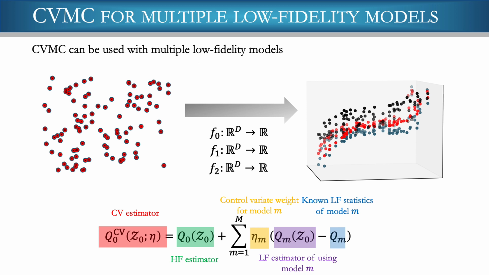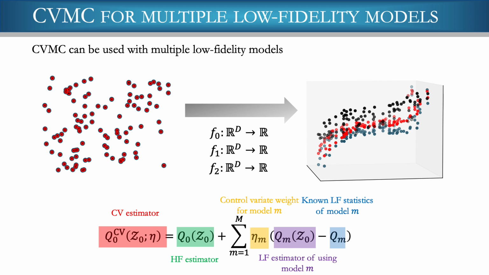1. Randomly draw samples from the joint density of the random variable Z. 2. Evaluate the high fidelity model at each sample. 3. Evaluate each of the low fidelity models at the same set of samples. And 4. Compute the control variate estimator shown at the bottom of the slide.